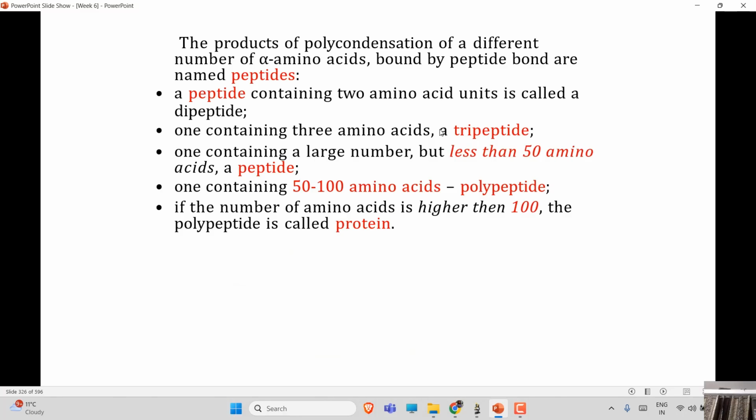So the product of the polycondensation of a different number of alpha amino acids bound by the peptide bond are known as peptides. One containing two amino acids is known as a dipeptide, and one containing three amino acids is a tripeptide. One containing a larger number but less than 50 amino acids is an oligopeptide. One containing 50 to 100 amino acids is a polypeptide. And if the number of amino acids is higher than 100, the polypeptide is called a protein.